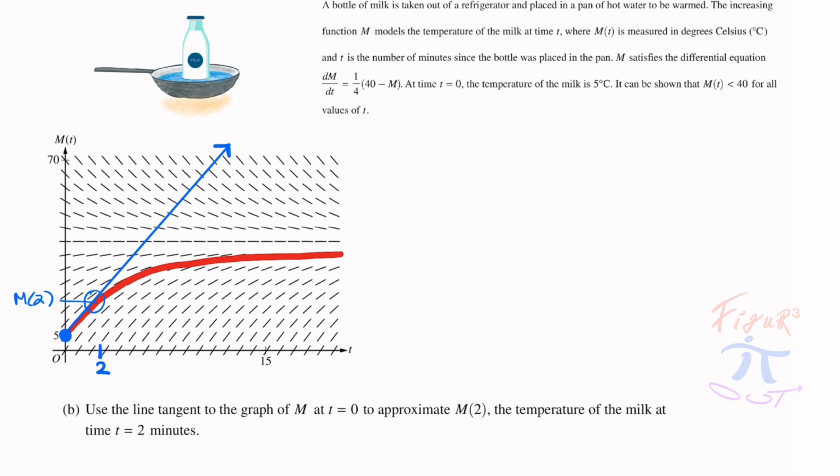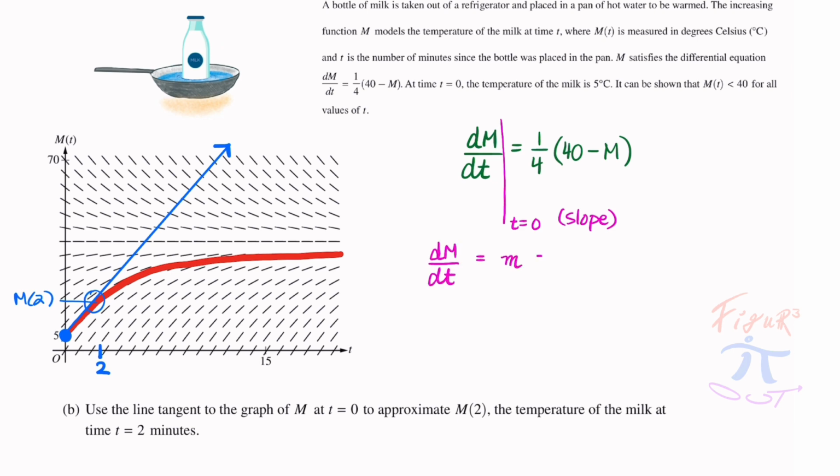the first thing we notice is that the differential equation, when evaluated at t equals 0, will give us the slope of the tangent line that we're interested in. So here, dm/dt evaluated at t equals 0 will equal the slope of our tangent line, which is going to be 10. Now 10 being the slope is also the rate of change in degrees Celsius per minute.